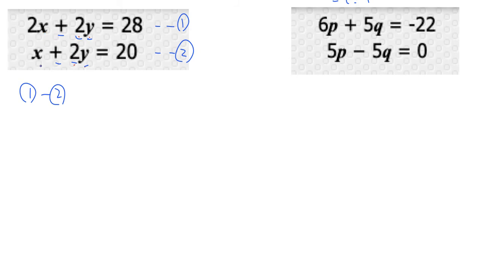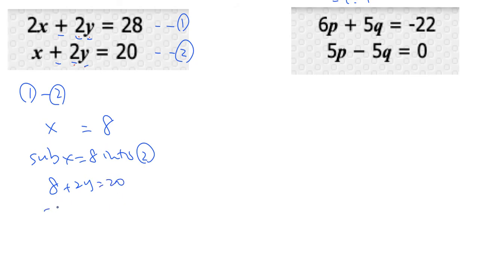Now 2x minus x is x. 2y minus 2y is 0. 28 minus 20 is 8. So x equals 8. And then we can substitute x equals 8 into the second equation to find out what y is going to be. X, for this case, is already equal to 8, plus 2y, equals 20, and then minus 8 from both sides. So 2y equals 12, y equals 6.